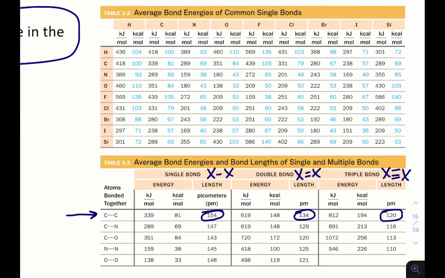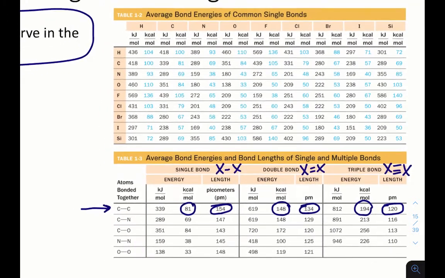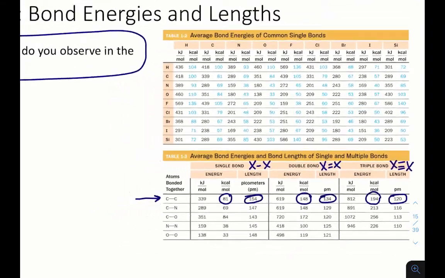We can look at the data in kilojoules or kcals. Let's look at it in kcals. 81 kcals for the single bond, 148 kcals per mole for the double bond, 194 kcals per mole for the triple bond. So as the bonds are getting shorter, they are also getting stronger. Is that a general trend? Can we give other examples of that phenomenon in this data? Okay, I'm going to write down our trend.